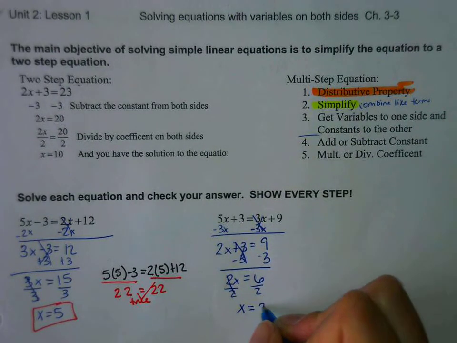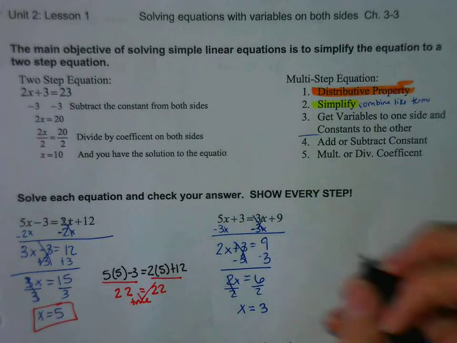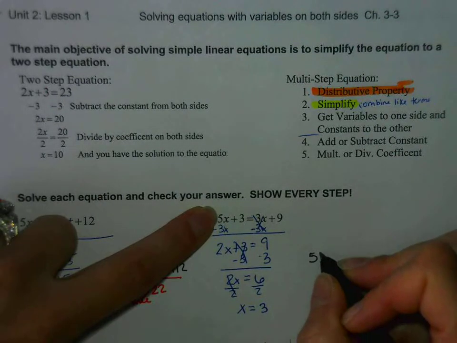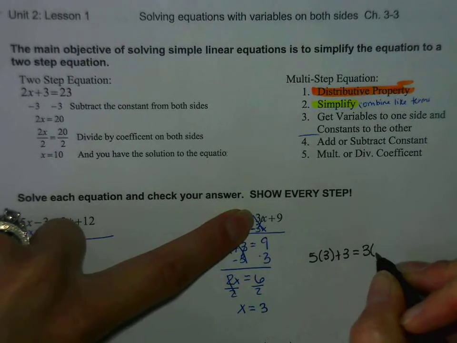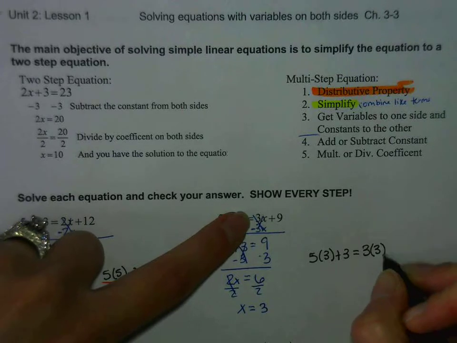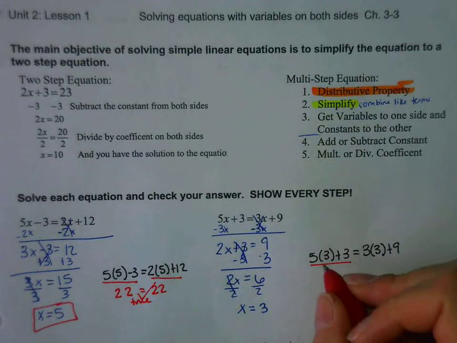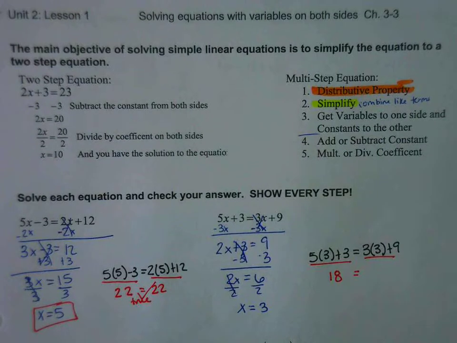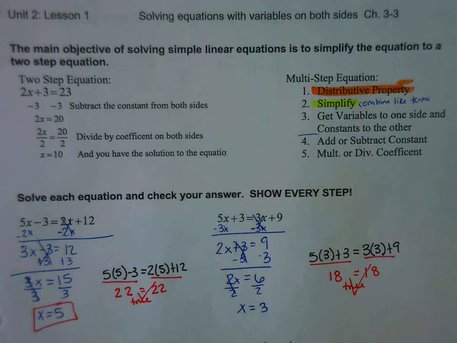X equals 3. So again, I need to check my work to make sure this is correct. I take my 5, and it's multiplied by x, but since x is now 3, it's 5 times 3 plus 3, and that should hopefully equal 3 times my x, which is now a 3, so 3 times 3 plus 9. 5 times 3 plus 3 is 18. 3 times 3 plus 9 is also 18. So this again is a true statement. That means x equals 3.